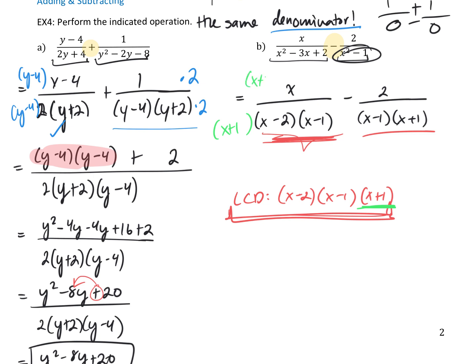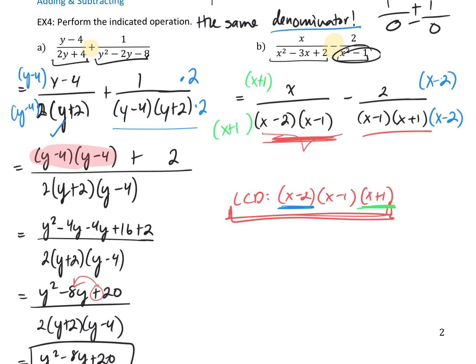But again, I have to balance that and multiply it to the top. Now the next fraction, what is it missing from this LCD? It's missing the x minus 2. So I need to add that to it. But again, balance that out. I need to multiply that to the top as well. Oops, small error. That should be a minus sign on the inside. Okay, good. We're done.